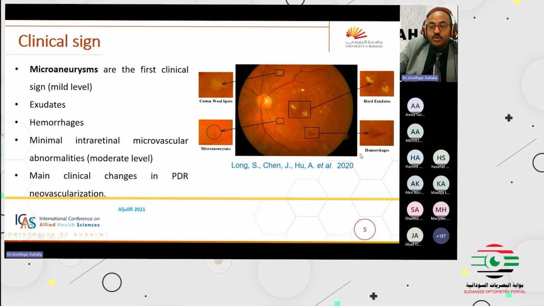If you look at the photo, you will find it like this in the retina if you use an ophthalmoscope or fundus camera. You will also find exudates. In some cases, you will find hemorrhage and intraretinal microvascular abnormalities at a moderate level. At the advanced level, you will find new vascularization. That means the retina starts to build new capillaries.